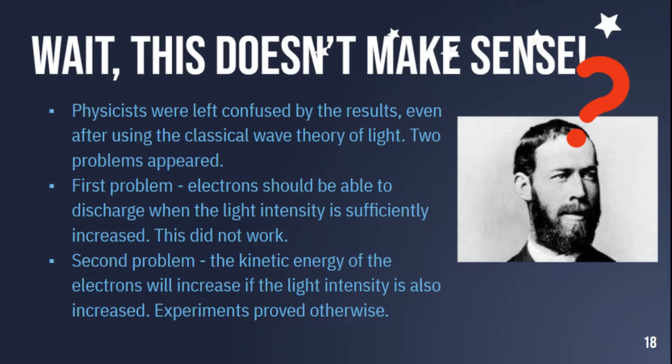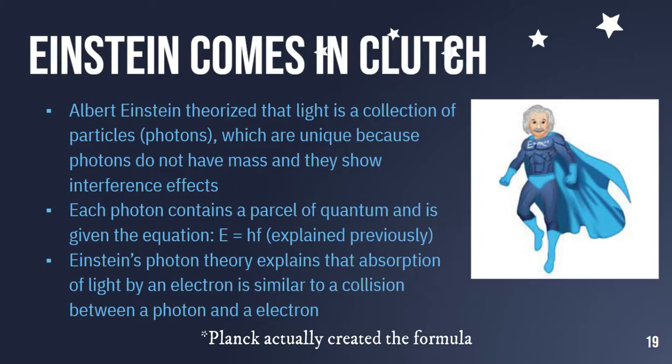The second problem is that the kinetic energy of the electrons should increase if the light intensity were to also increase. This did not prove to be true as well. All hope seemed to be lost until Einstein came up with the formula E equals hf, along with Planck. This was explained before, and some of the points on this slide will not be brought up again.